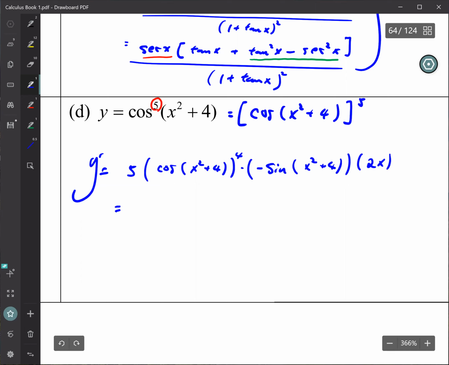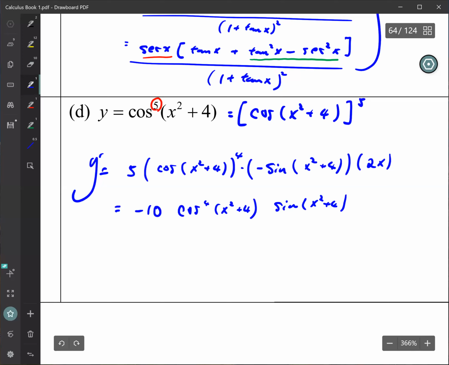And then you could simplify a little bit. All the numbers you can multiply together: 5, negative, and 2, so that'll give you negative 10. And then the fourth exponent, you can put it on the cosine, so you can write fewer brackets. And then you just copy the rest.